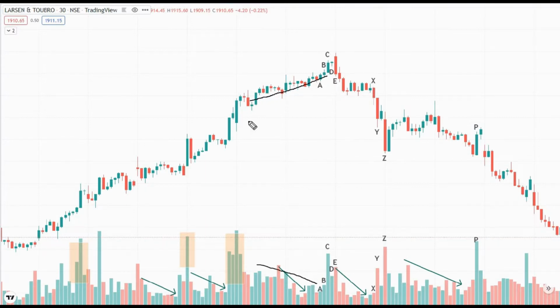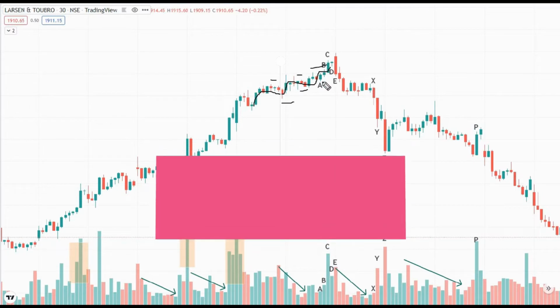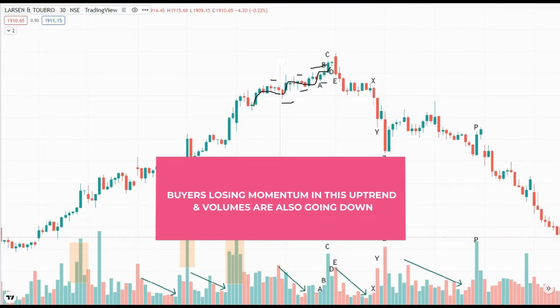See the volume and see the price behavior. Earlier what was happening, prices were aggressively shooting towards the upside with very good volumes, and the pullbacks were very shallow and of low volume. But now prices are moving towards the upside, continuously making higher high and higher low formation. But what is happening, the volumes are going down.